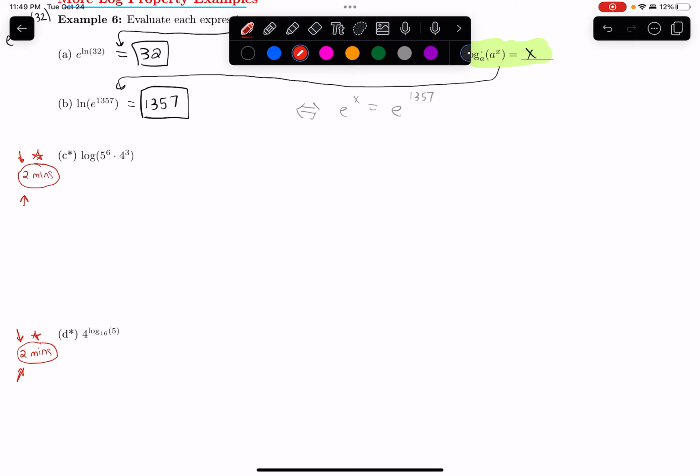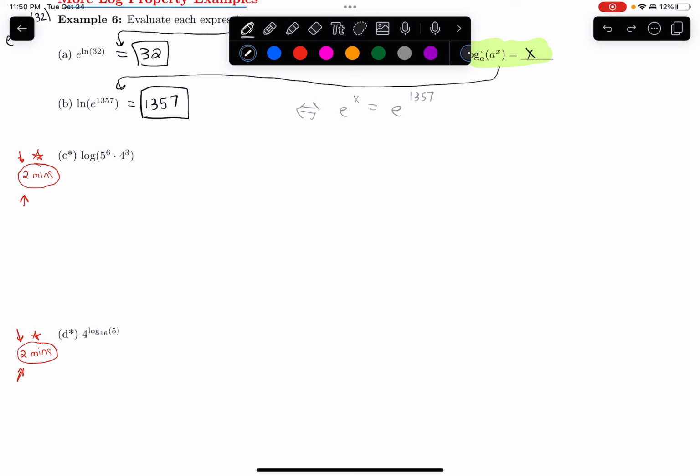All right, so hopefully you paused it and tried these for a little bit. For part C, I've got log, and it's log base 10 here, but the thing that's inside of it looks pretty complicated, and I don't really have a great way right now to multiply these. Because to be able to multiply these, I either need the bases to be the same, or I need the exponents to be the same to be able to use some exponent properties.